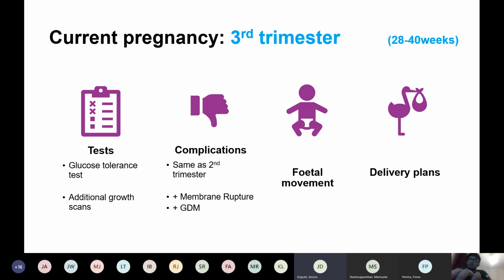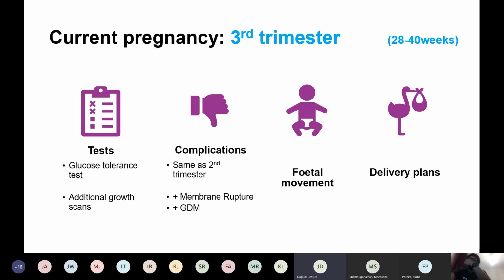So the complications are the same as previously. So you don't normally need to ask about them all again, but you want to ask if they've been diagnosed with gestational diabetes, if they've had the glucose tolerance test, and if they've had any membrane ruptures. Most women who've had membrane ruptures you'll probably know about, and they will probably be in hospital or they'll be having regular monitoring. And then fetal movement again, and then delivery plans.